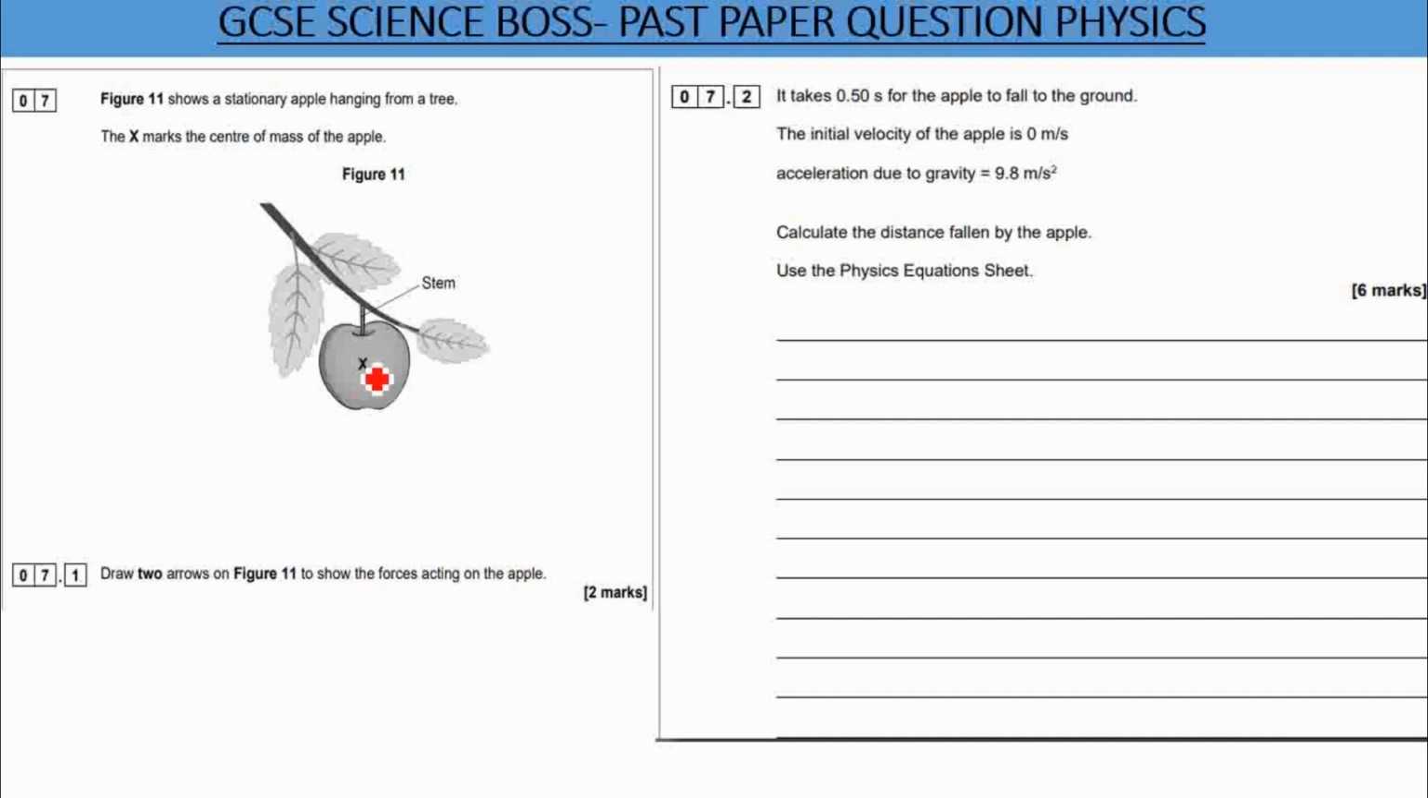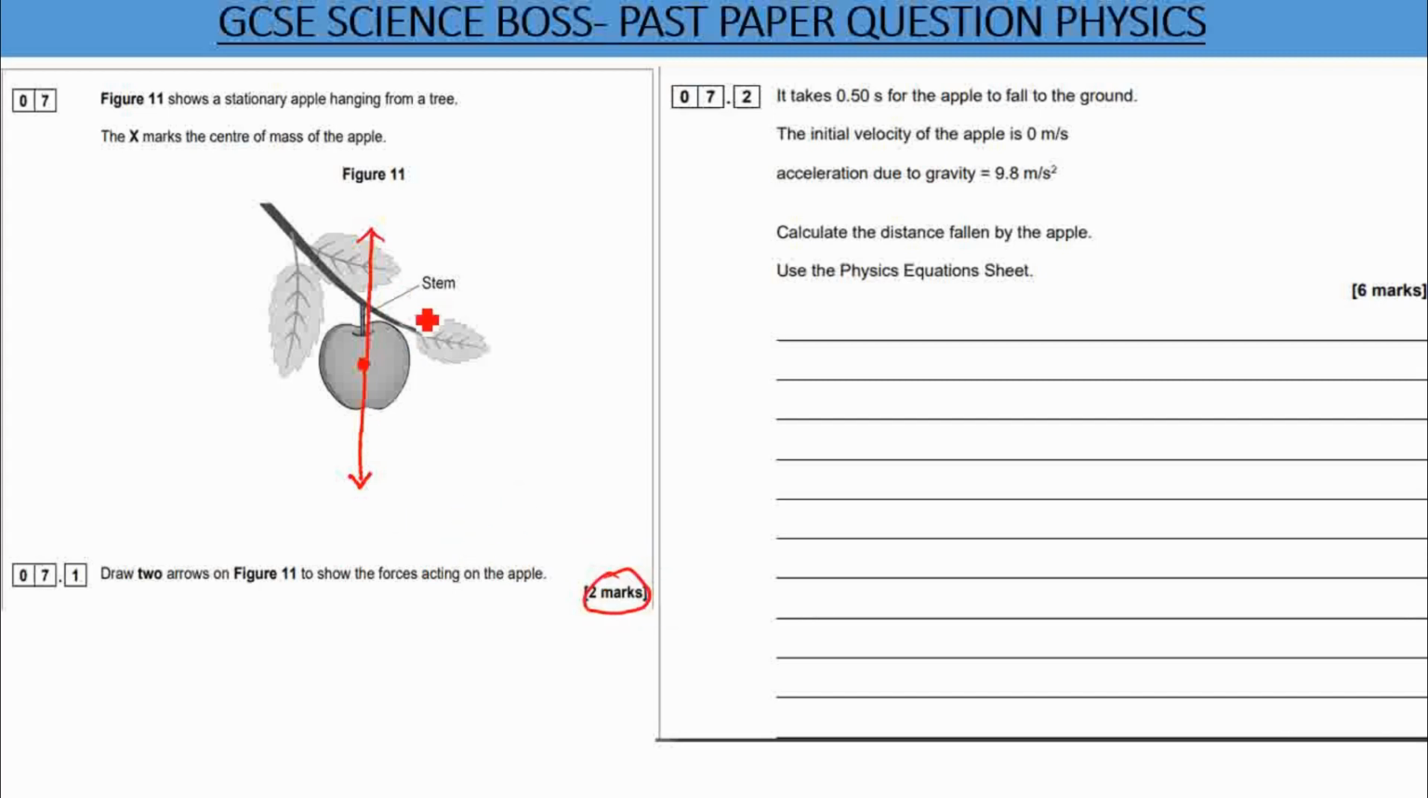Okay, so there has to be a force which is acting downwards. Okay, good. An equal and opposite force. Now I don't have a ruler, but make sure you're doing this with a ruler. Alright, so you'd have a force which is equal and opposite to that force acting upwards. Alright, make sure they're equal length and they're opposite. That's what you're going to get the 2 marks for.